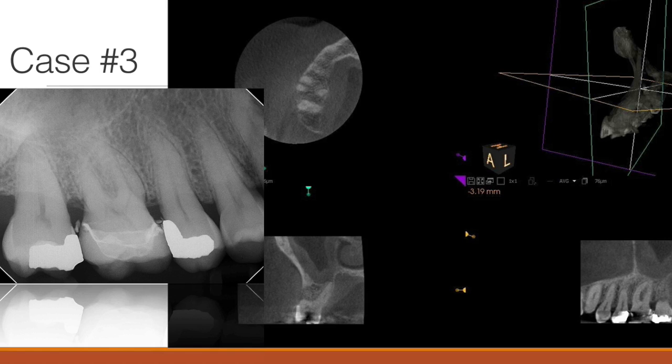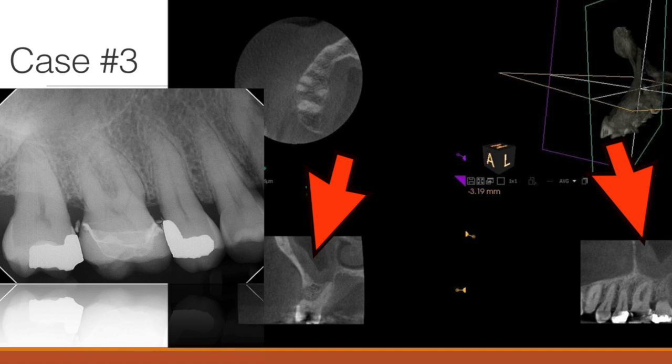What's this one? Okay, so this was a case, again, with very little preoperative sinus symptoms, yet despite that we see radiographic evidence of maxillary sinusitis. Here you see the preoperative radiograph. You can see the image to the right has the cone beam CT scan. We can see associated sinus thickening.